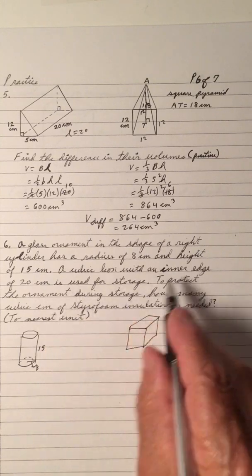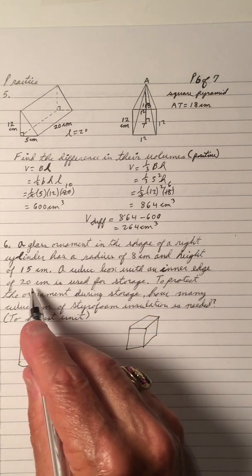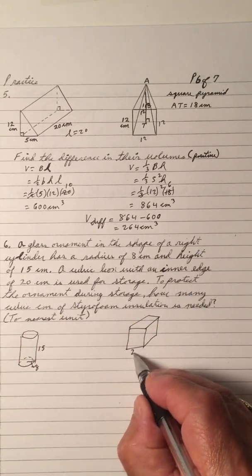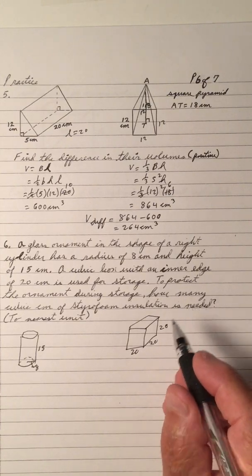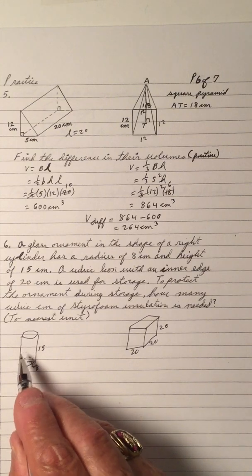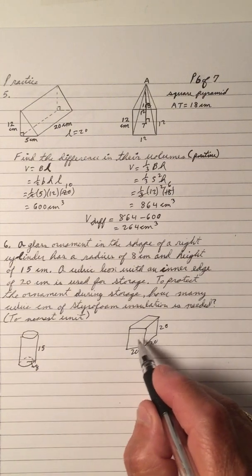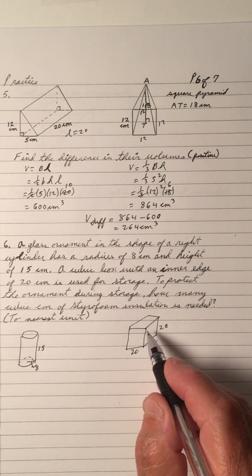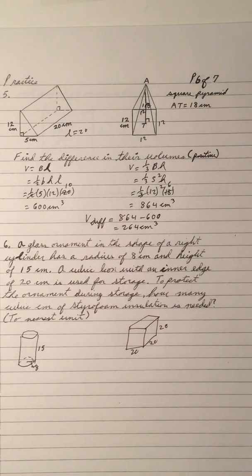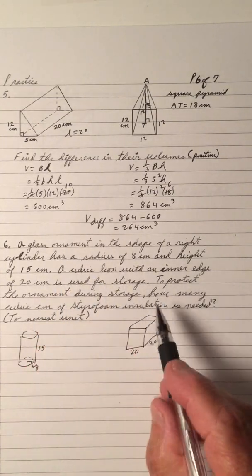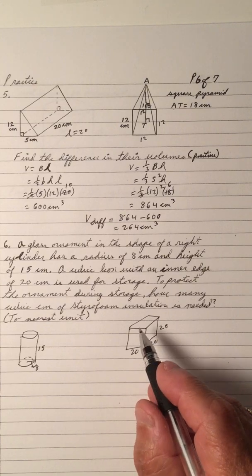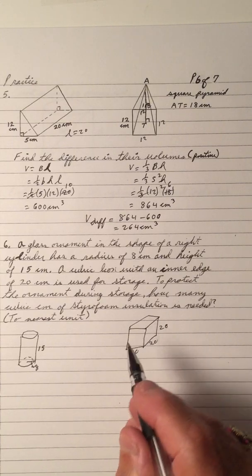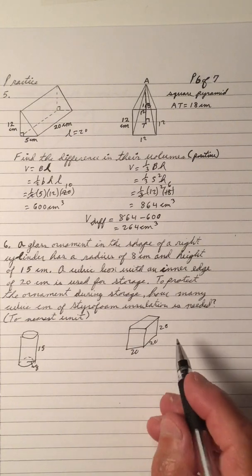And the cubic box has the inner edge of 20, so that's a 20, 20, and a 20. So what we're doing is putting that cylinder in here to protect it and putting styrofoam around it. And we want to find this: if you put the cylinder, this glass ornament, which is in the shape of a cylinder, in the box, then the space left is going to be filled up with styrofoam. So we have to get both volumes and subtract them.